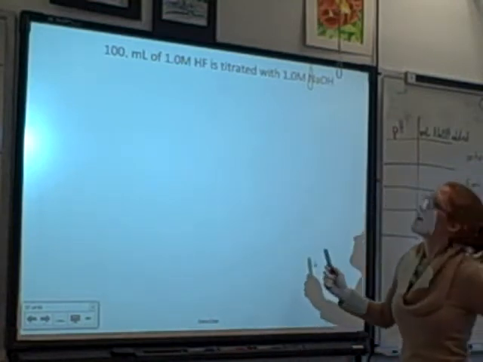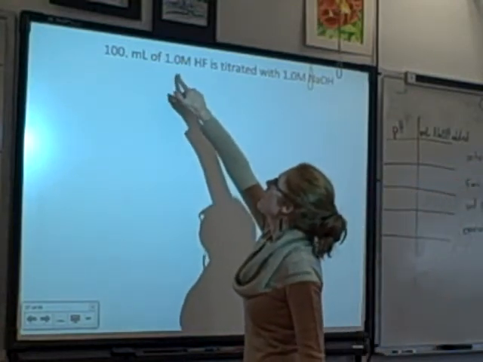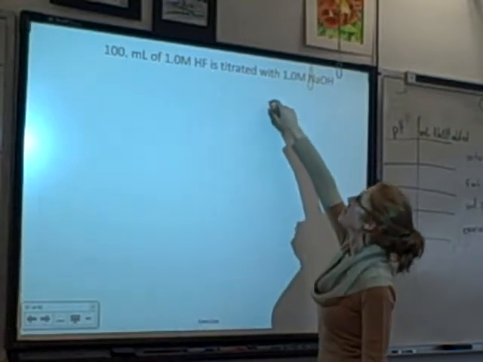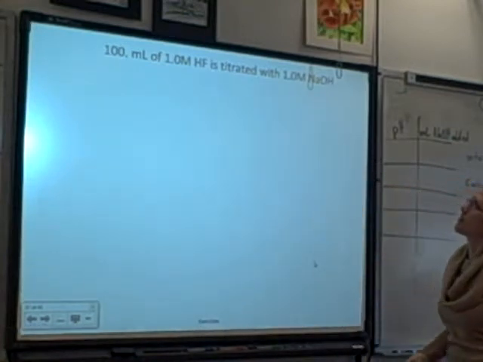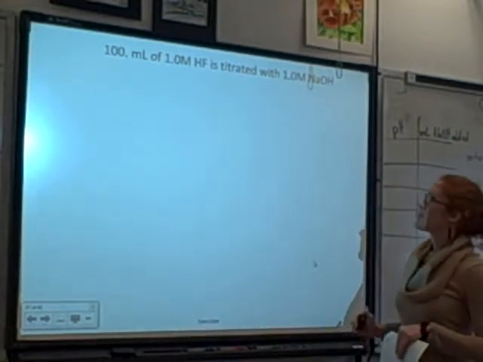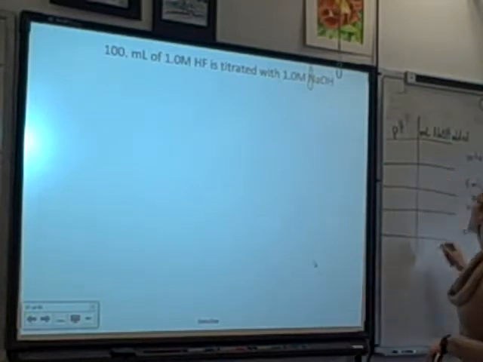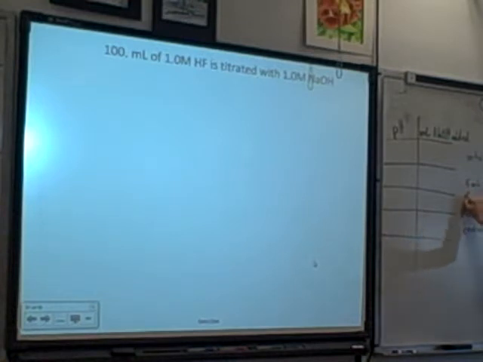Titration curve that would result from titrating 1 molar hydrofluoric acid, really dangerous, with 1 molar sodium hydroxide. So the points that we need, we're going to need the initial point. I'm just throwing in that we're going to plot what it would be somewhere in the titration.